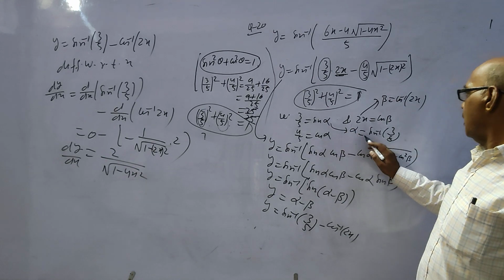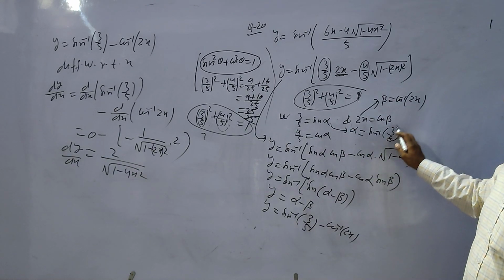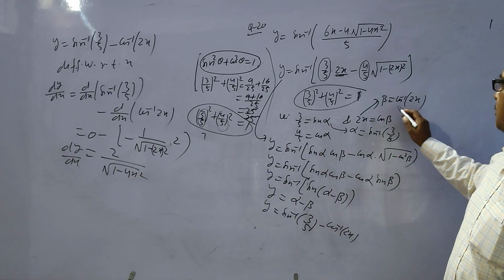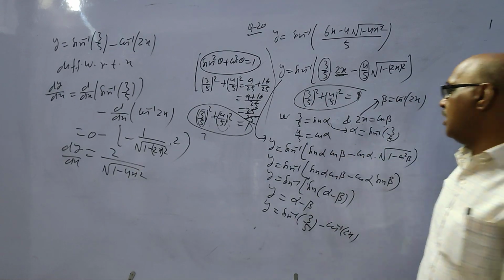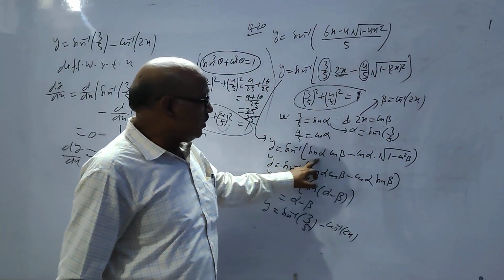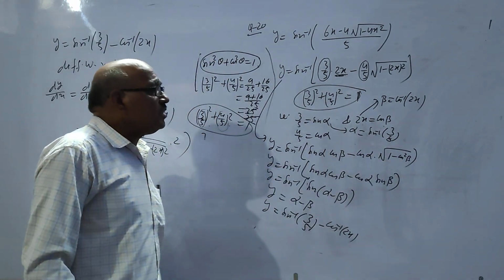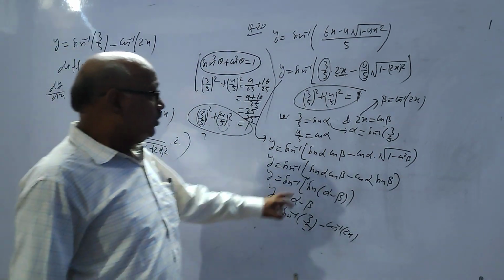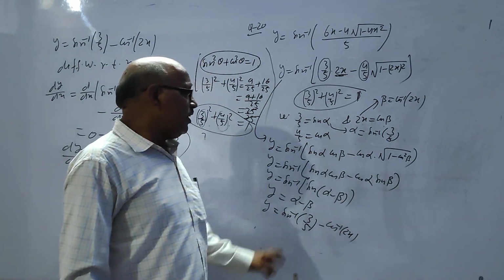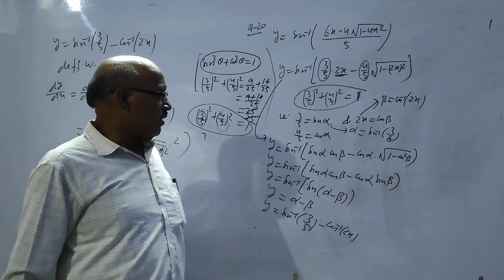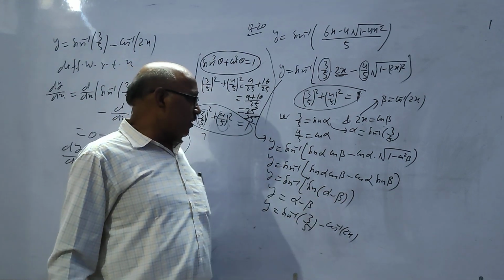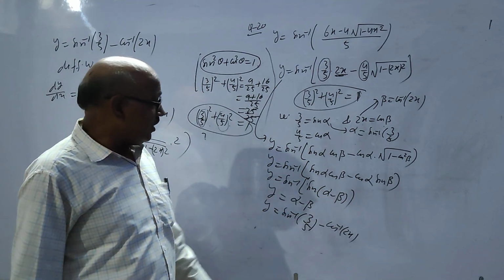And now 2x is equal to cos beta. Alpha is sin inverse 3 by 5, and since 2x is equal to cos beta, beta is equal to cos inverse 2x. Putting these values here, y is equal to sin inverse of sin alpha cos beta minus cos alpha under root 1 minus cos square beta. You know 1 minus cos square beta is sin square beta, so the root is sin beta, and sin alpha cos beta minus cos alpha sin beta is the formula of sin of alpha minus beta. So sin inverse sin cancels out, y is equal to alpha minus beta.